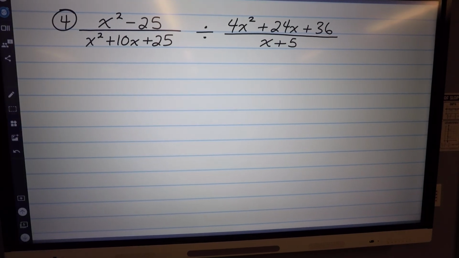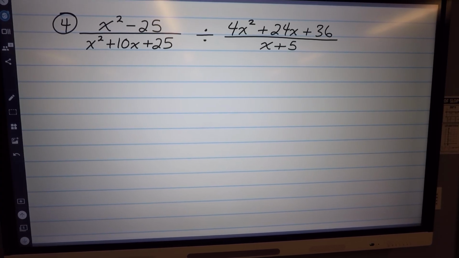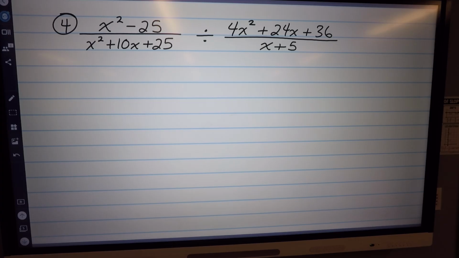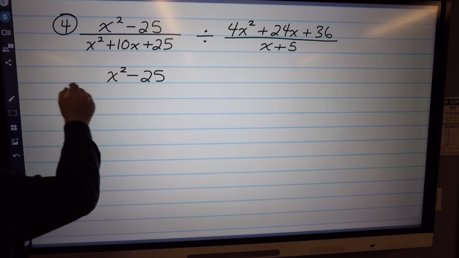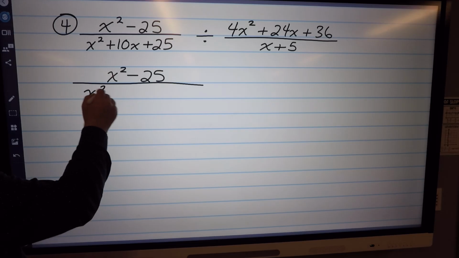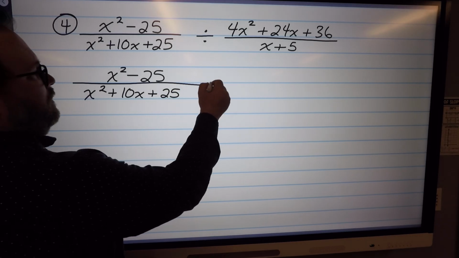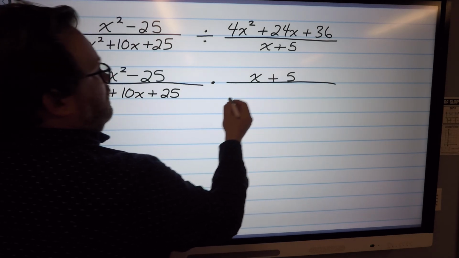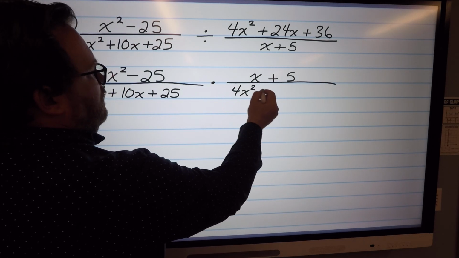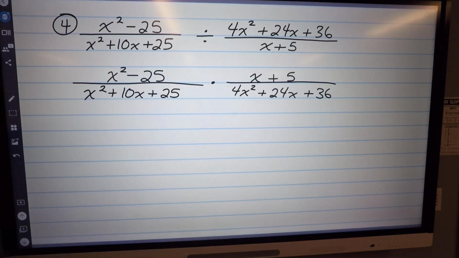Okay, problem 4. We've got (x squared minus 25) over (x squared plus 10x plus 25) divided by (4x squared plus 24x plus 36) over (x plus 5). Let's make this a multiplication problem, so keep my first fraction the same. And I'm going to flip my second fraction. Okay.